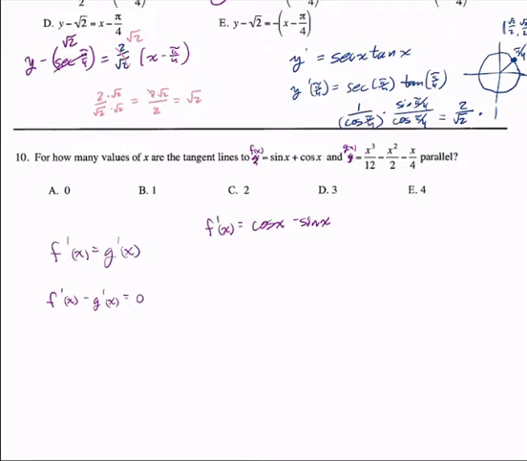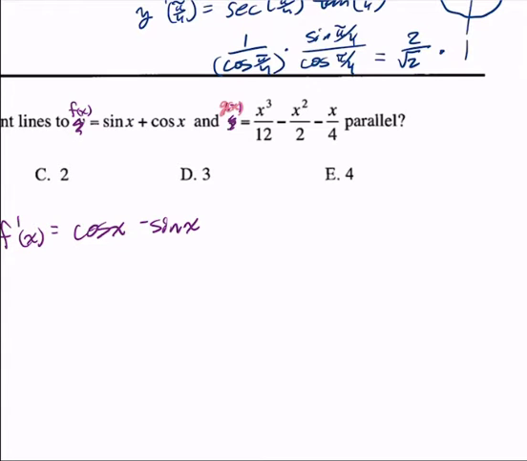And then for g, it looks really hard because of those fractions, but it's not that bad. Let's rewrite g. Instead, I'm going to say 1 over 12 x to the third, 1 half x squared, and 1/4 x. I just took the x's off the numerators. Now when I take the derivative, I multiply the 3 times the 1 over 12, which is 1/4, x to the second. Then we have x, because 2 times 1 half is just 1. And then we're left with 1/4 at the end.